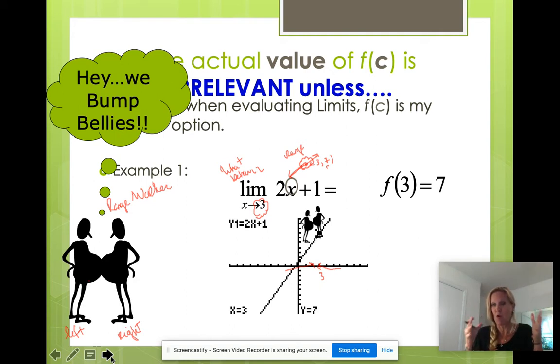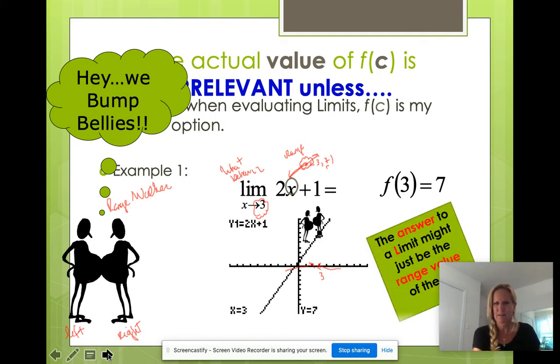Now you might want to know, why did I have them bump? Because where their feet are standing, I want to be clear that their feet are not standing on 3, 7. I really am just plugging in numbers very, very close to 3, but their bellies touch over the limit of 7, right?